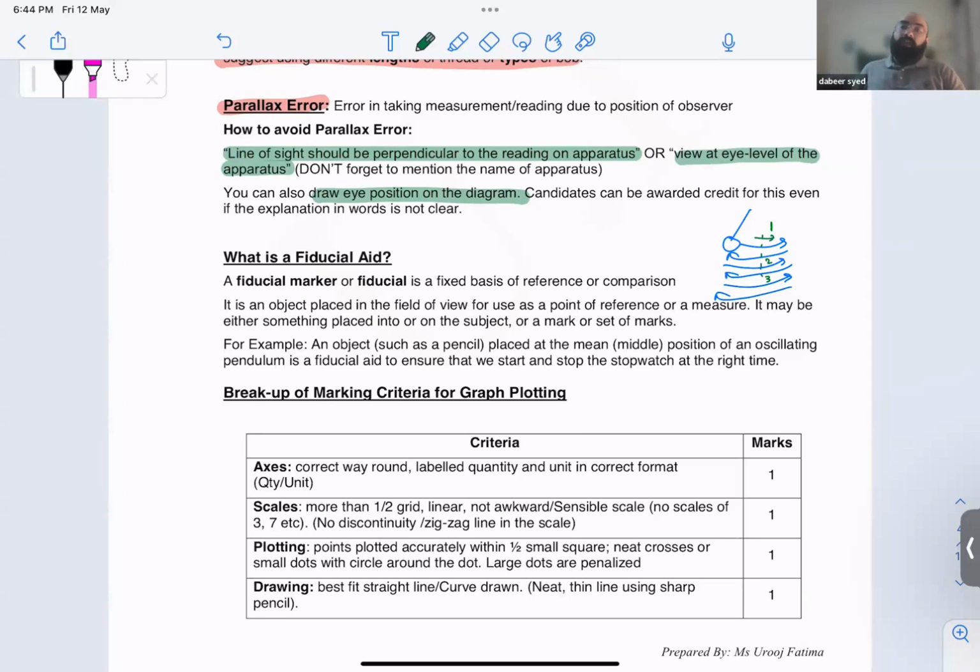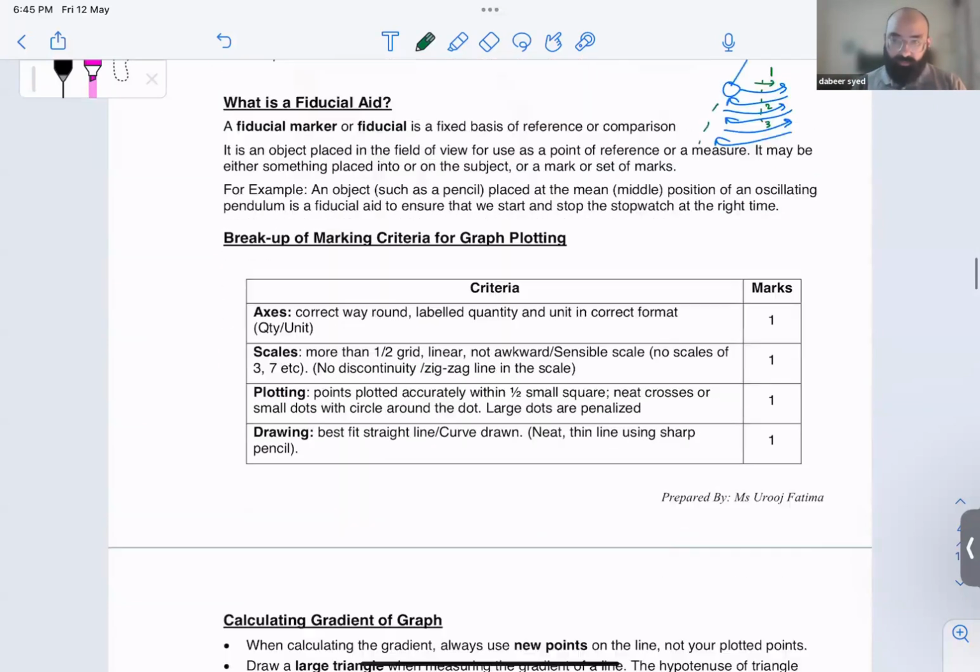And ये question commonly आता है, why are we putting the fiducial aid at the mean position? Why not at the extreme position? Because as the oscillations continue to go, after a certain while, the pendulum won't get to the maximum position. The maximum position keeps on receding or decreasing. इसी वजह से हम लोग उसको middle point पे लेते हैं, because we know that even when the oscillations are dying out, they would still pass through the mean position.